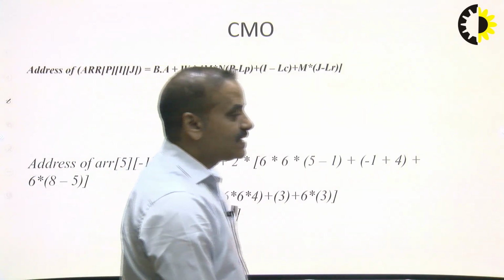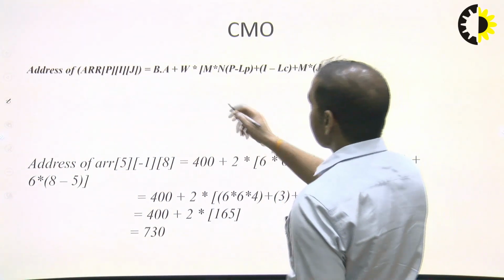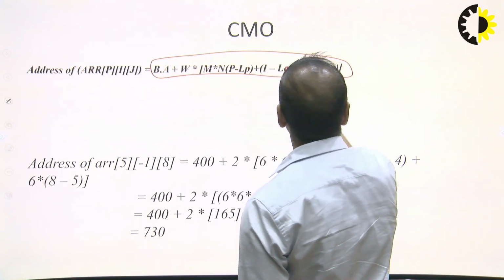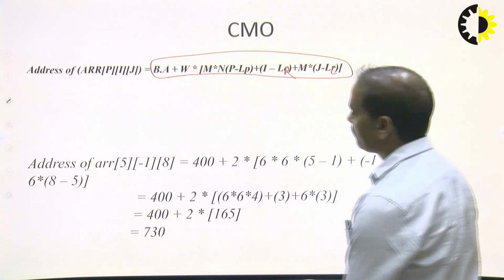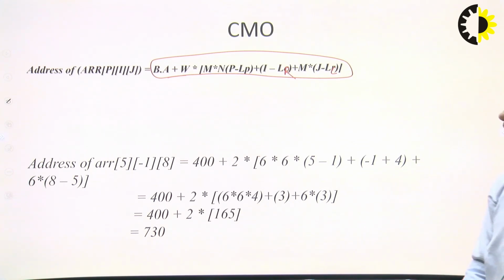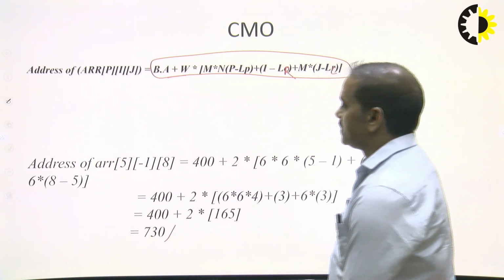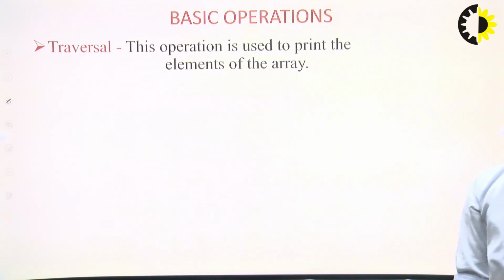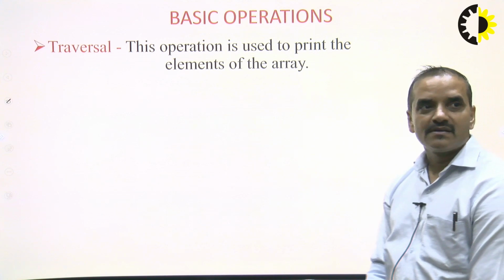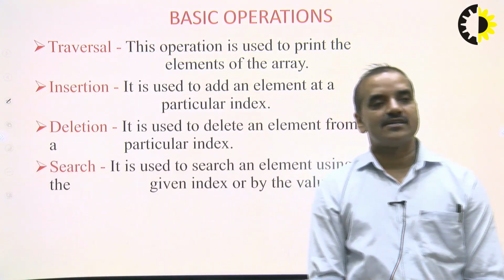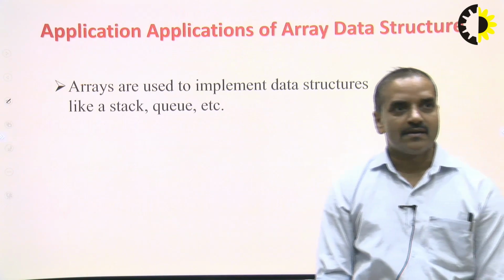The same method is used in column measure order. In column measure order, with the same method we calculate the address of the given element. Here LR and here is LC. We put in the values of the lower bounds, and we calculate the value. This value also gives 730. These are the basic operations: traversing, insertion, deletion, search, and update.